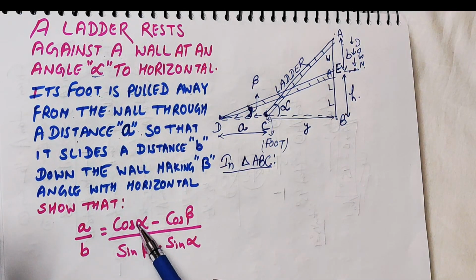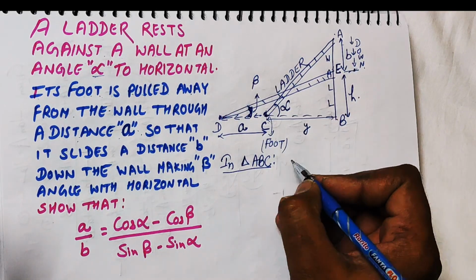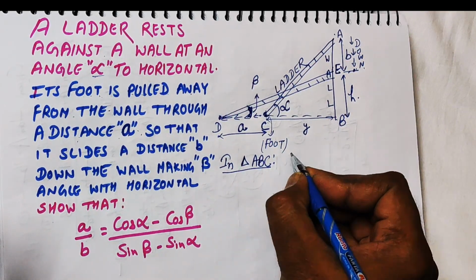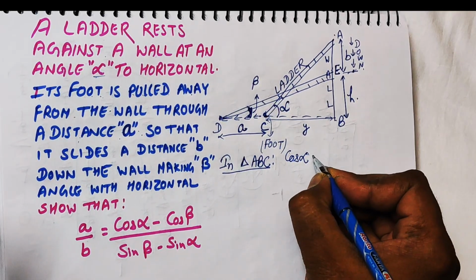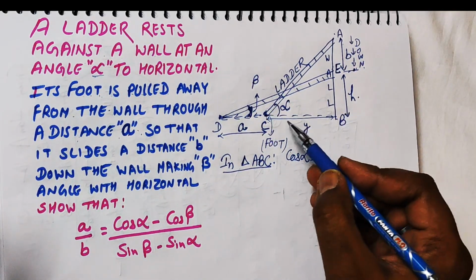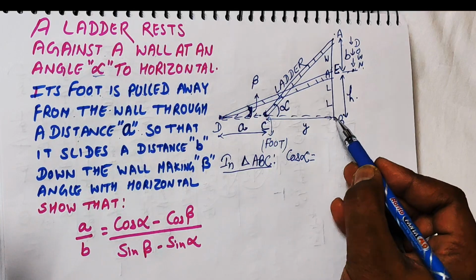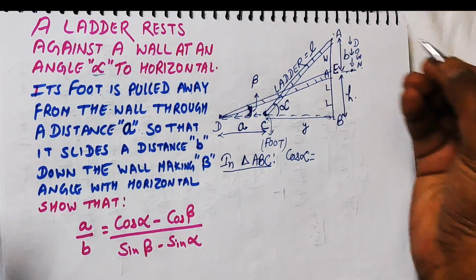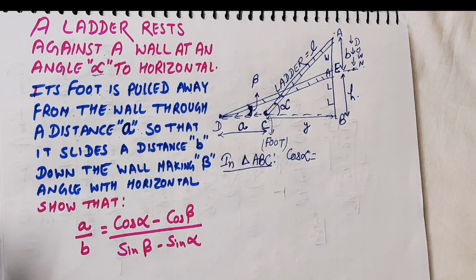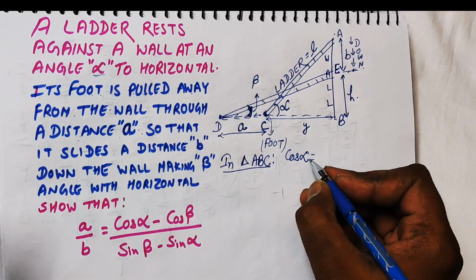So in triangle ABC, what we need to prove, just read the question, we need to prove cos alpha minus cos beta by sin beta minus sin alpha. So we just take the RHS and we put up the value of cos alpha, cos beta, sin alpha to bring to a value which will be equal to LHS. So in this way we will proceed.